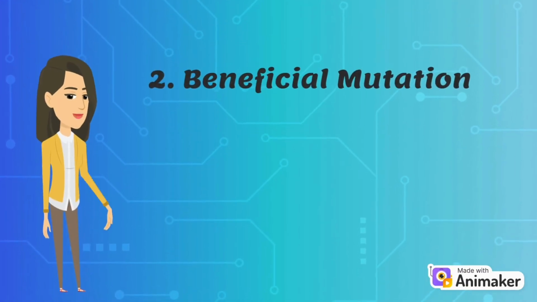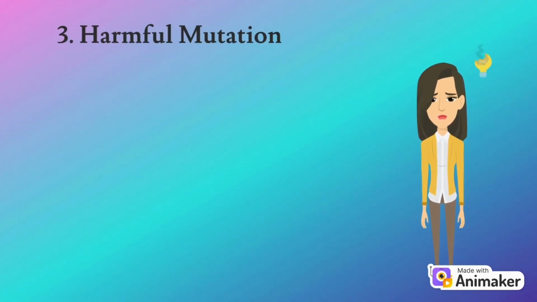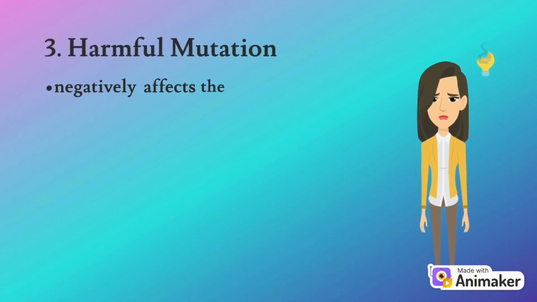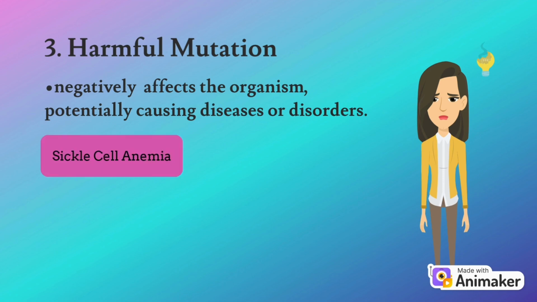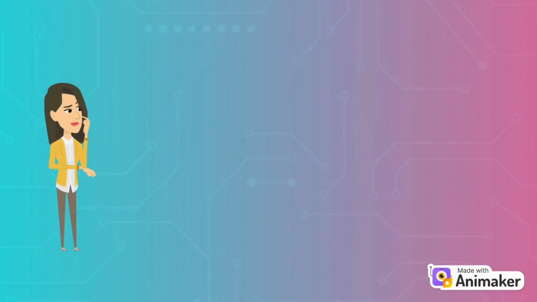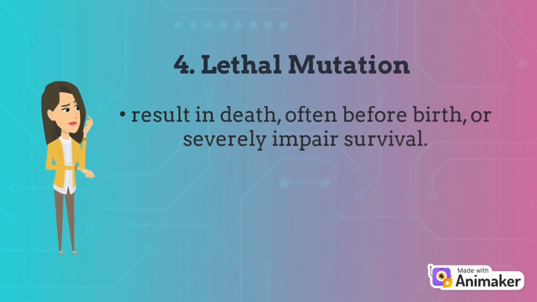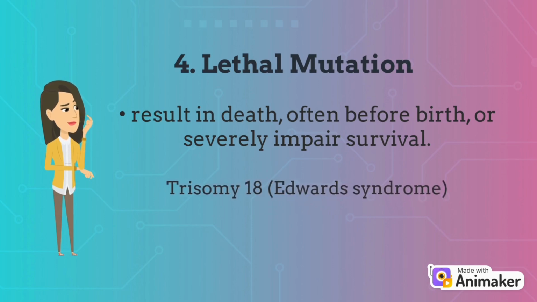Next is beneficial mutation. It gives an advantage to the organism, which potentially improves survival and reproduction. Harmful mutation negatively affects the organism, which causes diseases or disorders. For example, sickle cell anemia, antibiotic resistance in bacteria and cancer. The fourth type of mutation is lethal mutation. It results in death, often before birth, or severely impairs survival. For example, trisomy 18, which is also called Edwards syndrome.